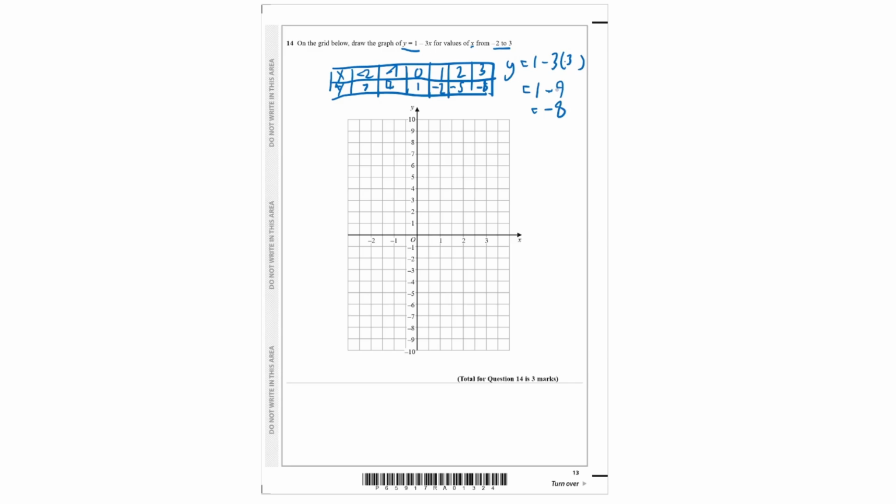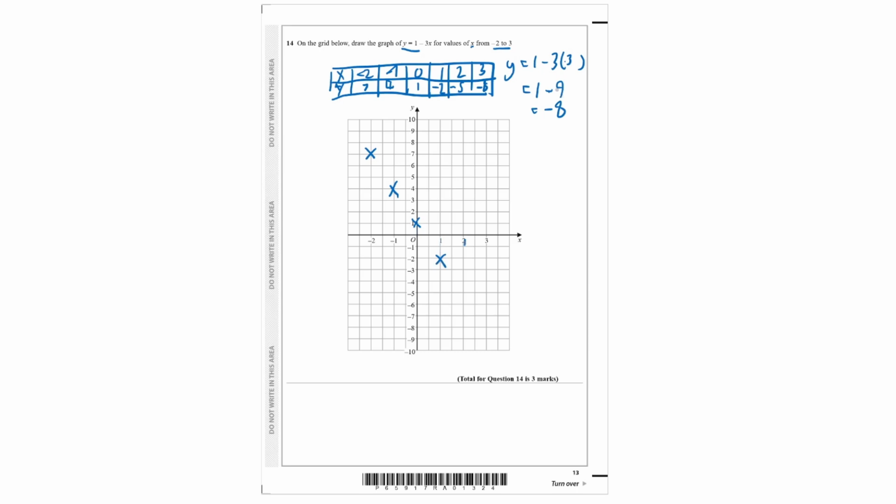So first off, on the x-axis, we start at negative 2 and we go all the way up to 7. And we put a cross there. Next up, we have negative 1, which goes all the way up to 4. We put a cross there. At 0, we go up to 1. We put a cross there. And then at 1, we go to negative 2. So we put a cross there.